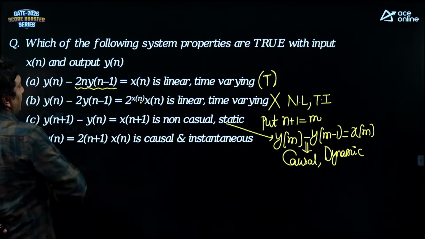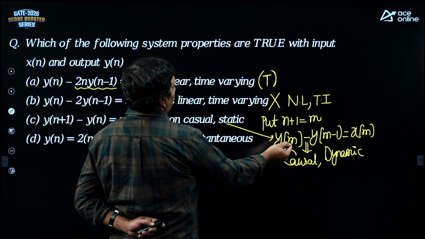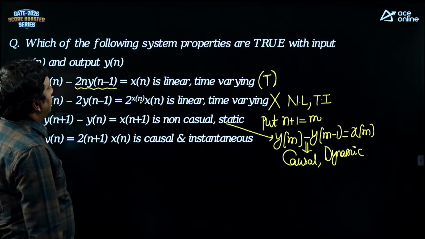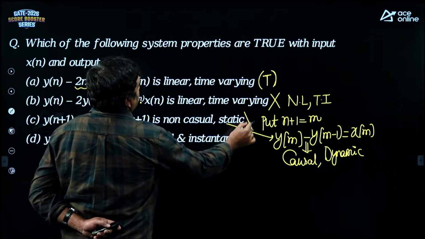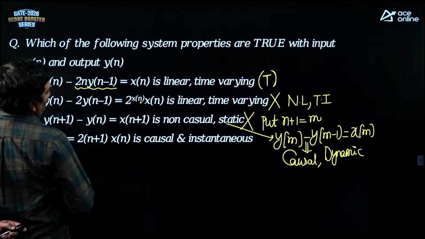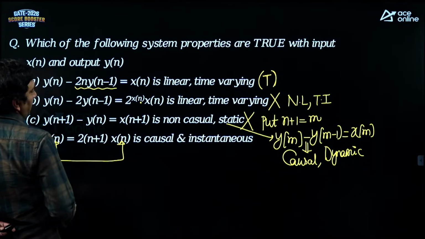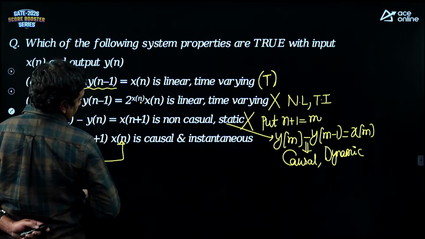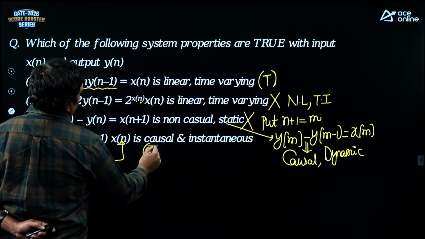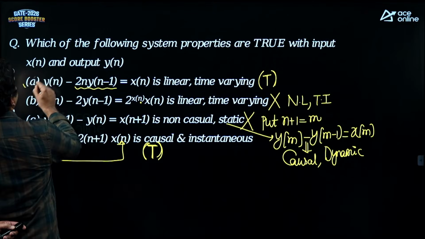To avoid confusion, let us assume n plus 1 as m, such that the expression changes to y[m] minus y[m minus 1] is x[m]. It is causal dynamic. Last one, y[n] equals 2 times n plus 1 times x[n]. Present output depends on present input at the same time, so it is causal. Instantaneous means static system. For a static system, output and input instants must be the same. Input and output are observed at the same instant.